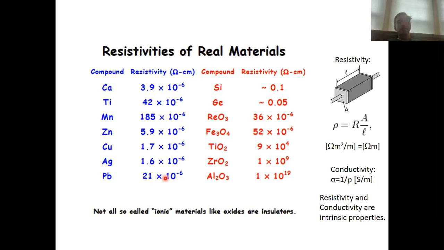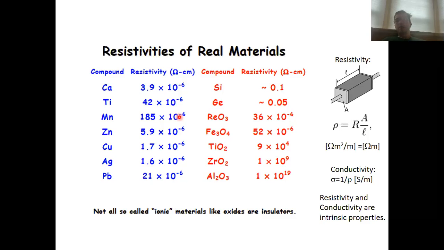For instance, you see that silver here has the lowest resistivity of 1.6 times 10 to the minus 6 ohms times centimeters, actually the metal with the lowest electronic resistivity. And for instance, manganese has 185 times 10 to the minus 6 ohms times centimeters of resistivity. So that is about 100 times higher.